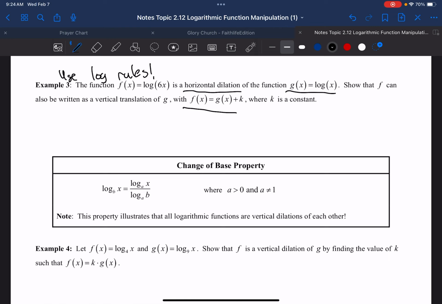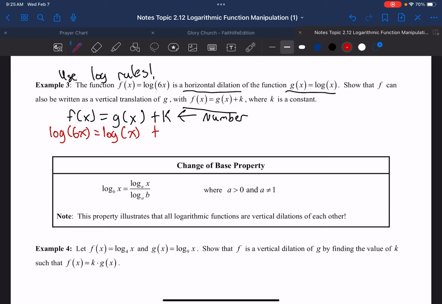It wants us to show that f of x is equal to g of x plus a number k. Remember, this k here is just some number. It's a constant. So what that means is I can rewrite f of x, which is log of 6x, using my exponent rules, my multiplication rule, sorry, the product rule. I can rewrite this as log of x plus log of 6, log of x plus log of 6.